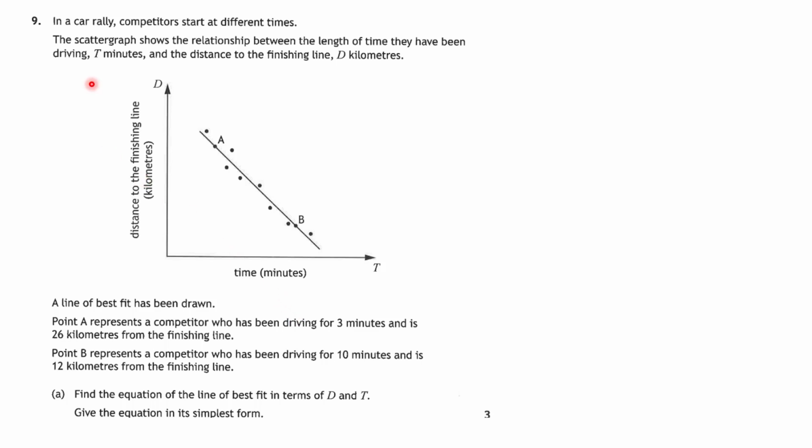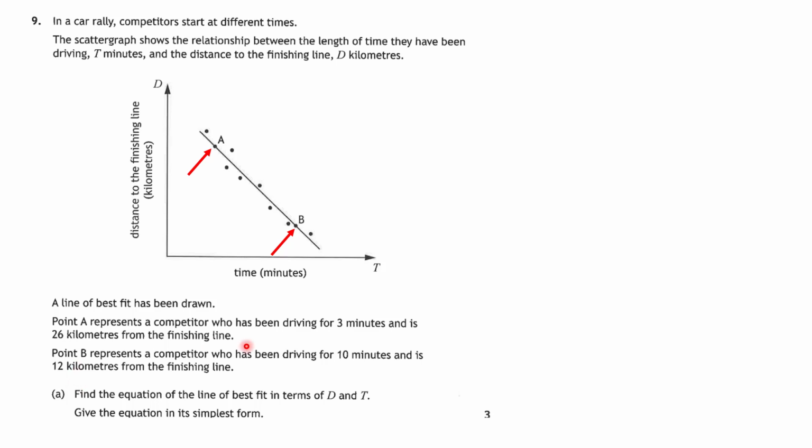We have, in a car rally, competitors start at different times. The scatter graph shows the relationship between the length of time they have been driving and the distance to the finish line. So d is a distance and t is a time, and these are the points that we found. A line of best fit has been drawn, that's that straight line. Point A represents a competitor who's been driving for 3 minutes, so we can say that at that point we know what the numbers are. It's t is 3 and d is 26, and then we can do the same for the next one.